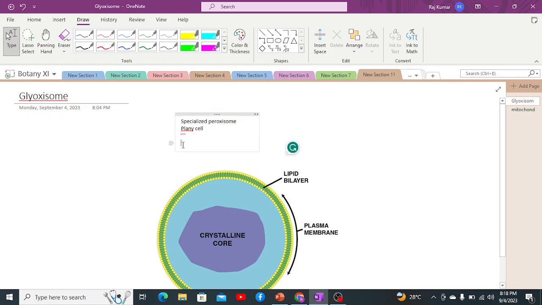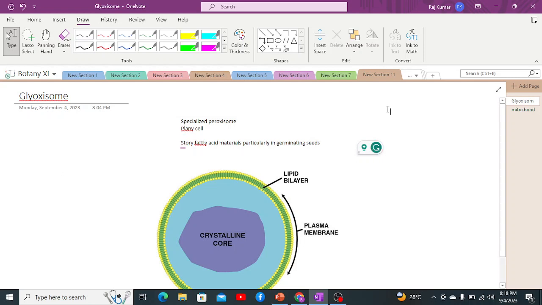It originates from the Golgi body, and apart from this, its function is to store fatty acids material inside the plant cells, particularly in germinating seeds.